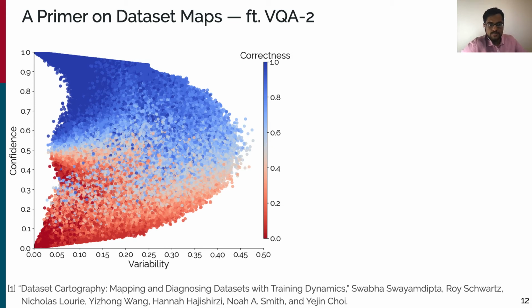You then color each point on a spectrum based on the average correctness assigned across epochs. I highly recommend you check out the original paper for more detail. But the real beauty of these dataset maps is that they intuitively paint a picture of the difficulty of an example, what's learnable and what's not.